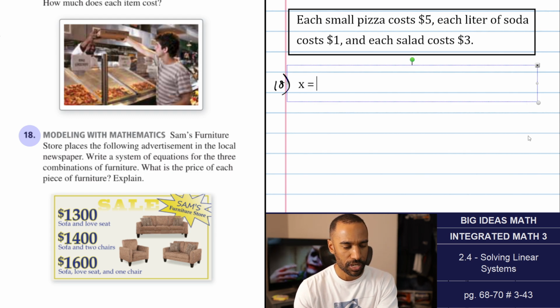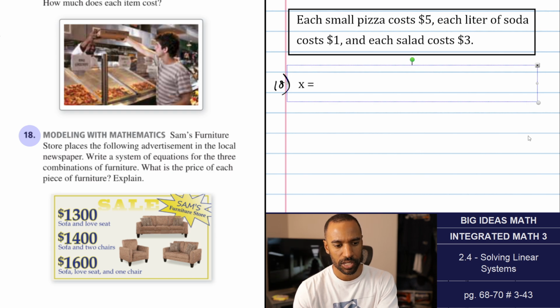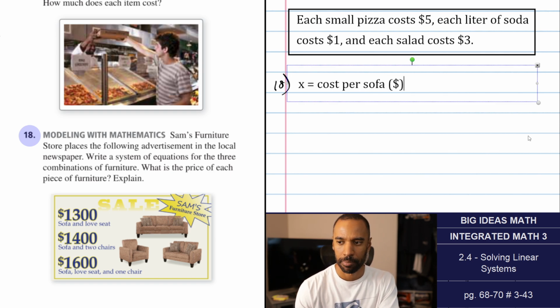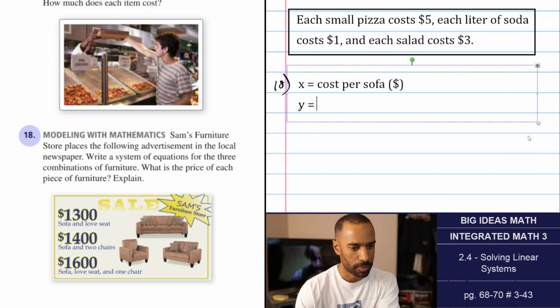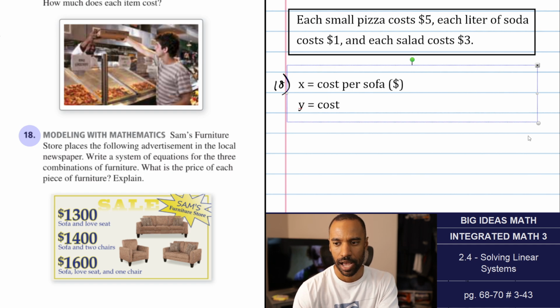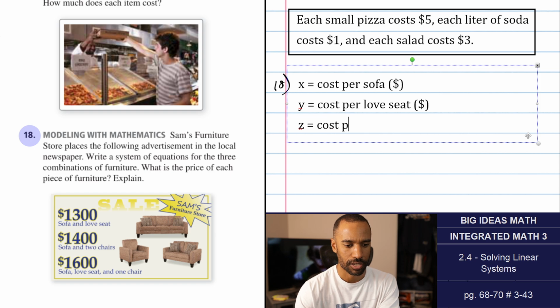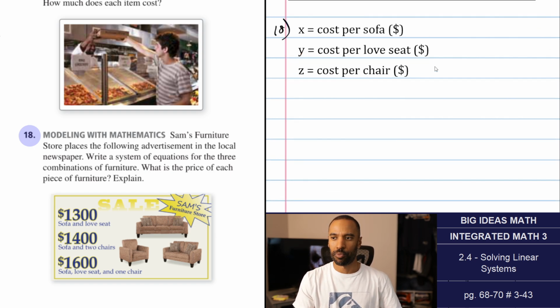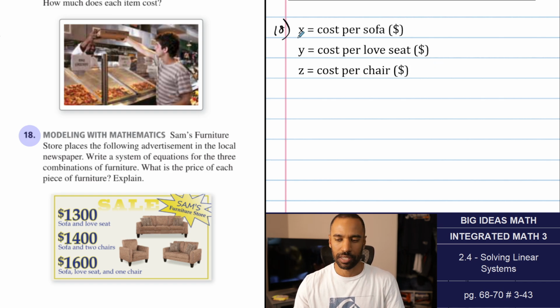$1,300 for a sofa and love seat, $1,400 for a sofa and 2 chairs, $1,600 for a sofa, love seat, and 1 chair. Looks like sofa should be first. X is cost per sofa in buckaroos. I'm going to just get that copied and pasted, ready to go. Y is going to be cost per, what was next? A love seat. Cost per love seat. And then Z is cost per chair. So that setup will get me going with this here.